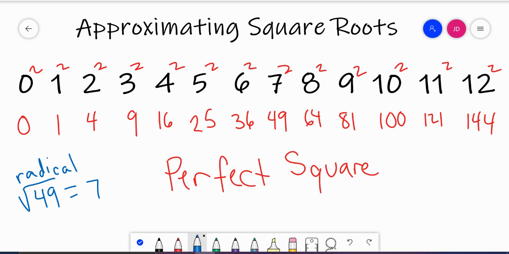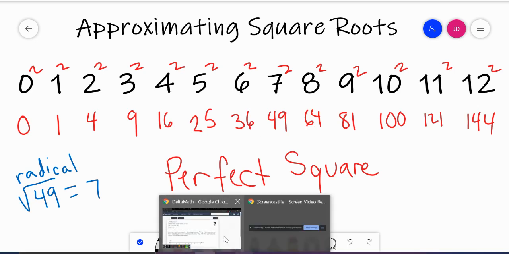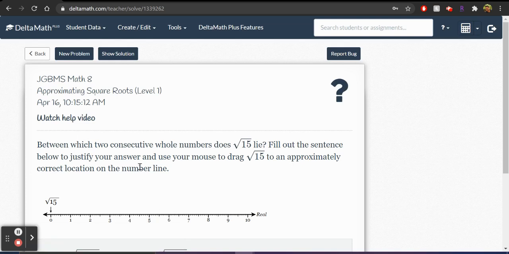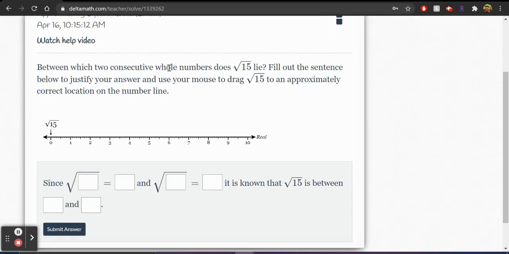All right, so now that we know this, and hopefully you wrote this list of numbers down, this diagram, we're going to use this to approximate where they lie on the number line. And you can use a calculator to double check to help you, but this table will help you answer the questions on this Delta Math problem. All right, so it says, between which two consecutive whole numbers does the square root of 15 lie? Fill out the sentence below and justify your answer, and use the mouse to drag square root of 15 to an approximately correct location on the number line.